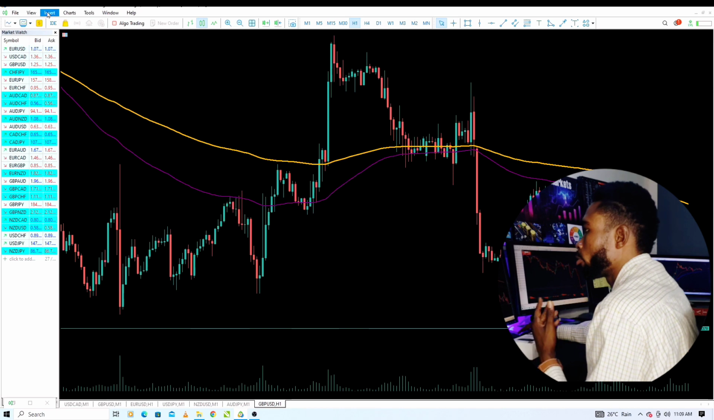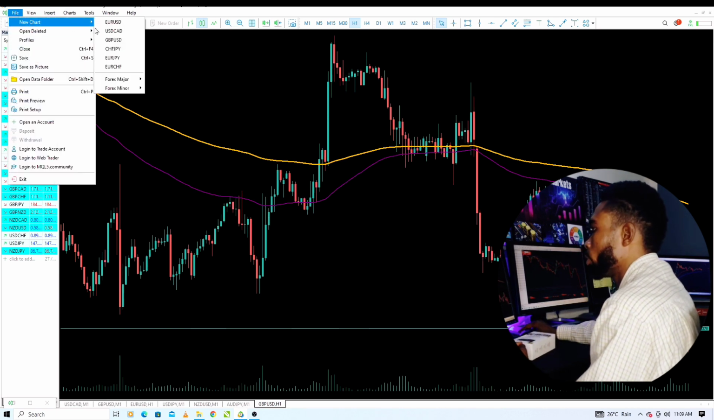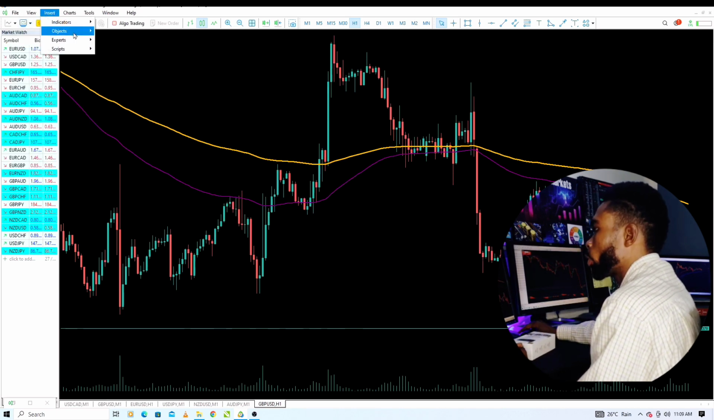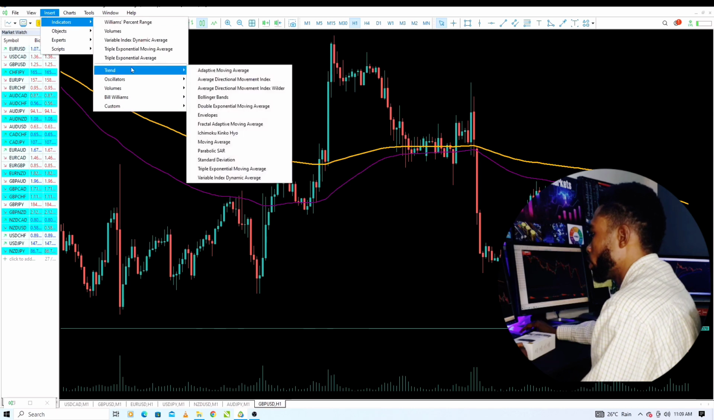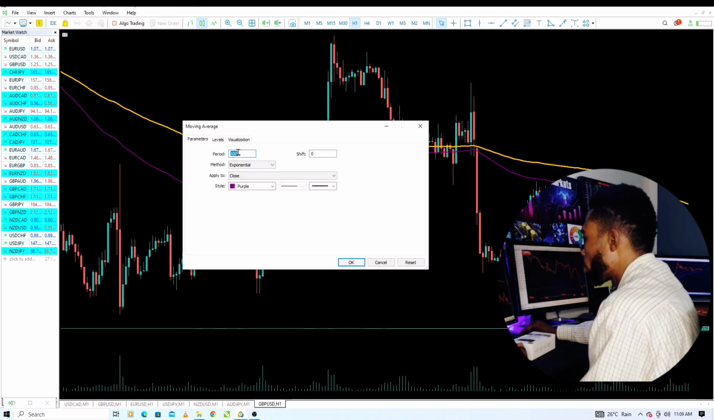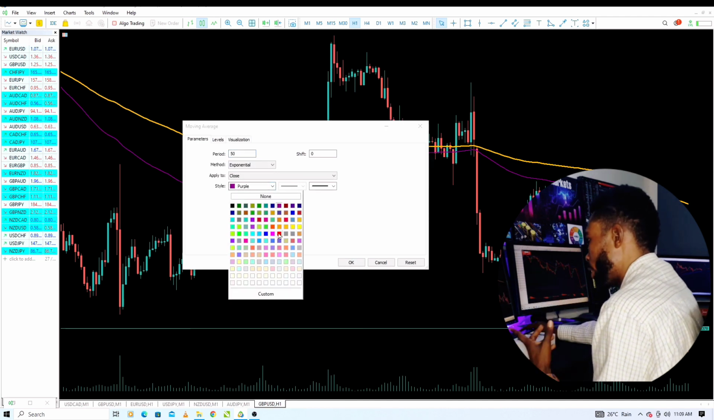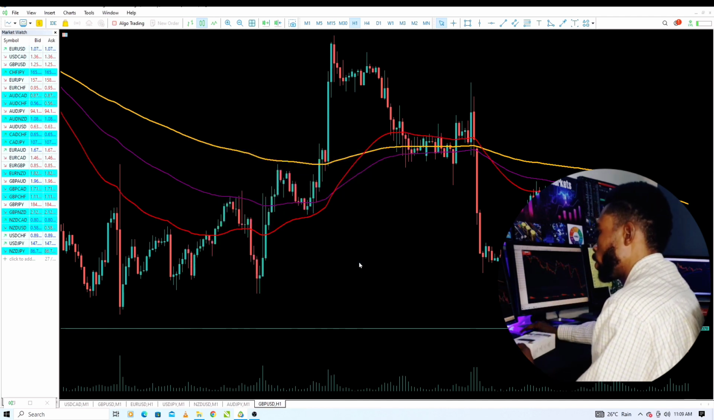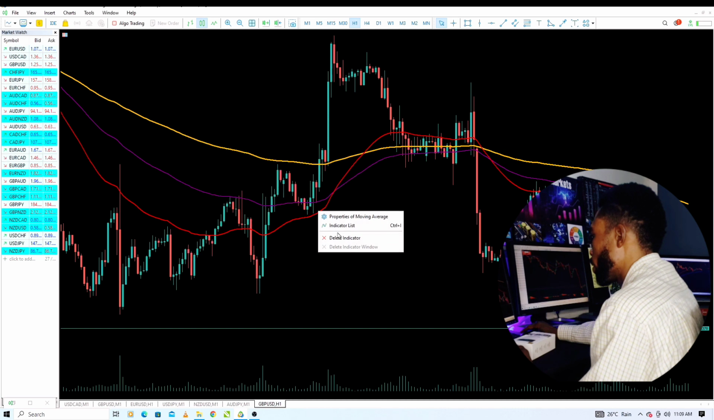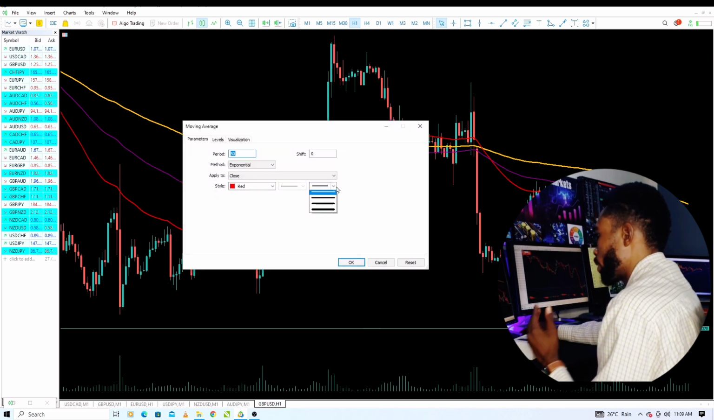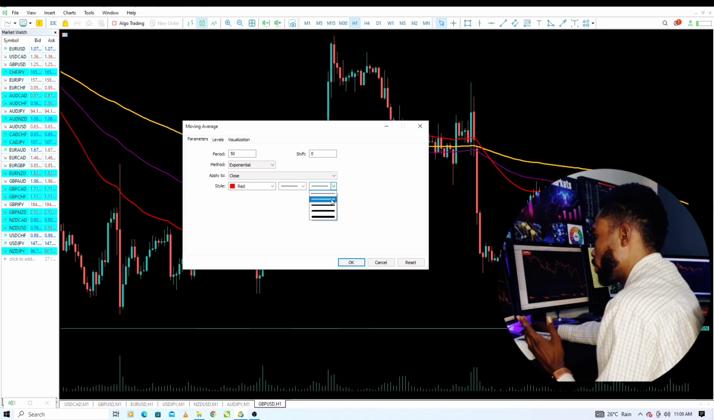Let me plot all of them, guys. So trend, moving average of 50. I'll change the color to red. Bang, it's on the chart. Let me reduce the width. Properties, I want to reduce the width, okay? So I'll make it a little thin. Or if you choose the second one, okay, let's maintain it like that.